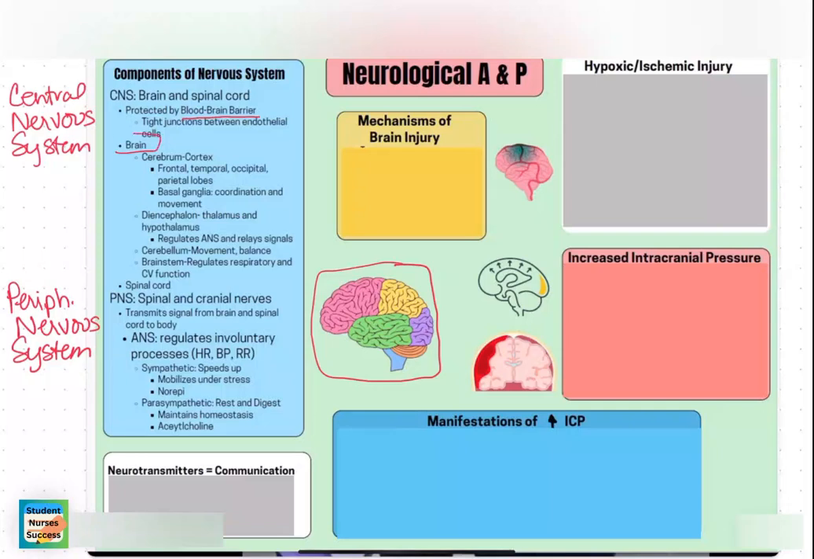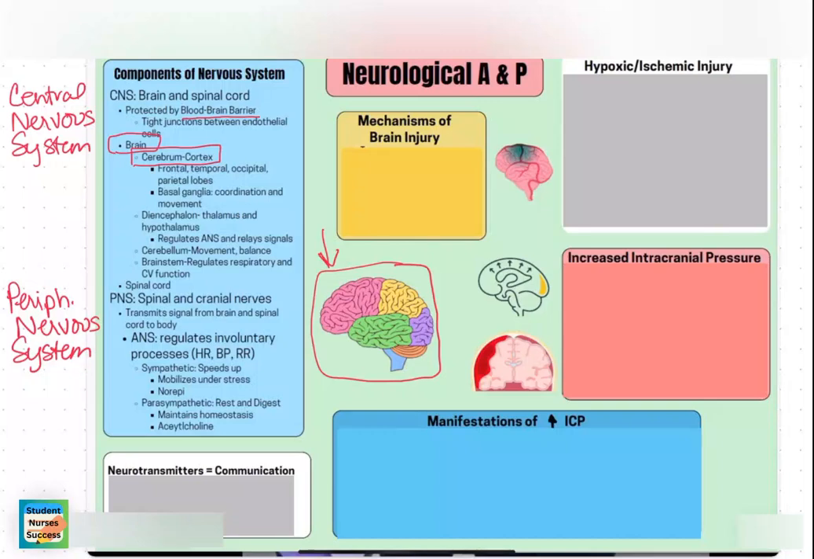When we're talking about the brain itself, we have the cerebrum or the cortex, and these are the main portions of the brain. In this picture right here, it is the pink, yellow, green, and purple areas. The cerebrum contains the frontal lobe, the temporal lobe, the occipital lobe, and the parietal lobe. Within the cerebrum is the basal ganglia, and that is responsible for coordination and movement. And so, in some disorders, such as Parkinson's, there's an issue with the basal ganglia.